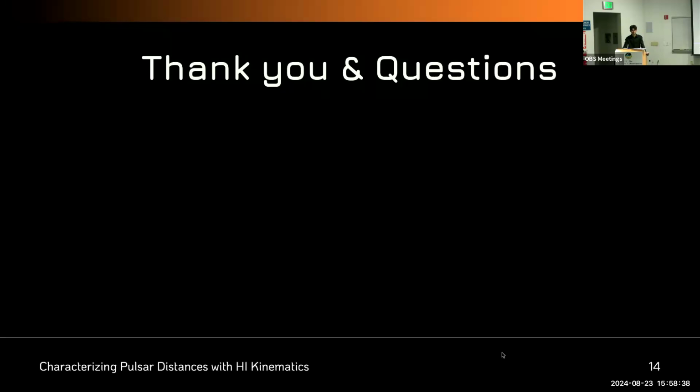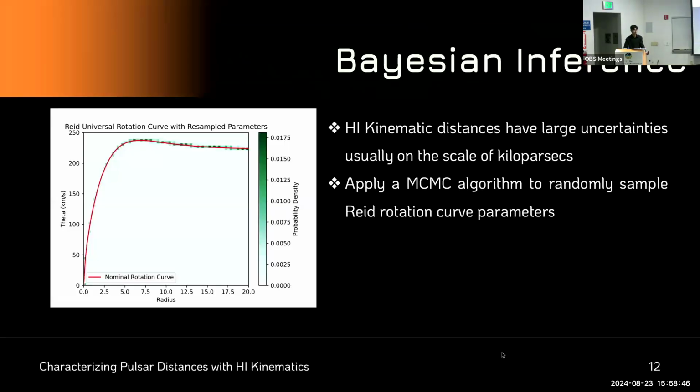Other questions for Stephen? Anna. Question about the Bayesian analysis. So we get an uncertainty on the distance measurements from this, and what are you finding to be the dominant source of your distance uncertainty?